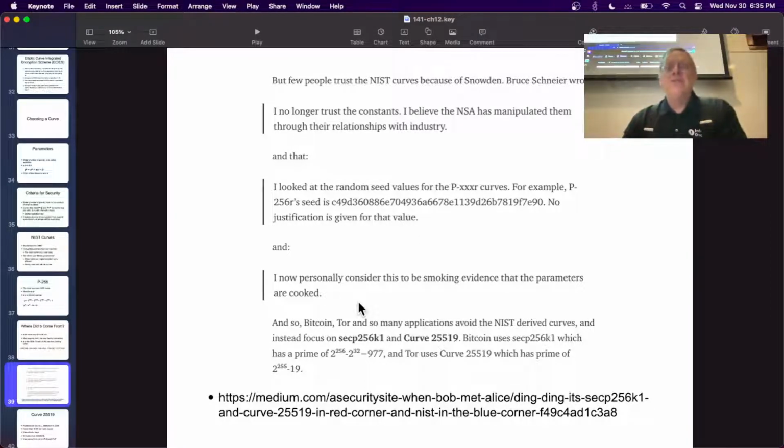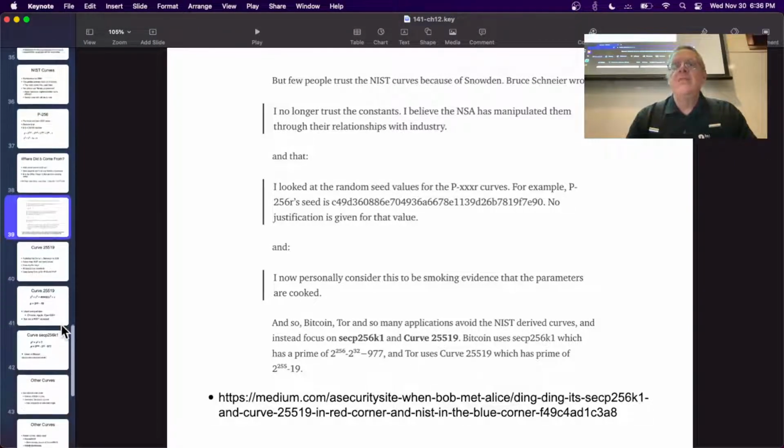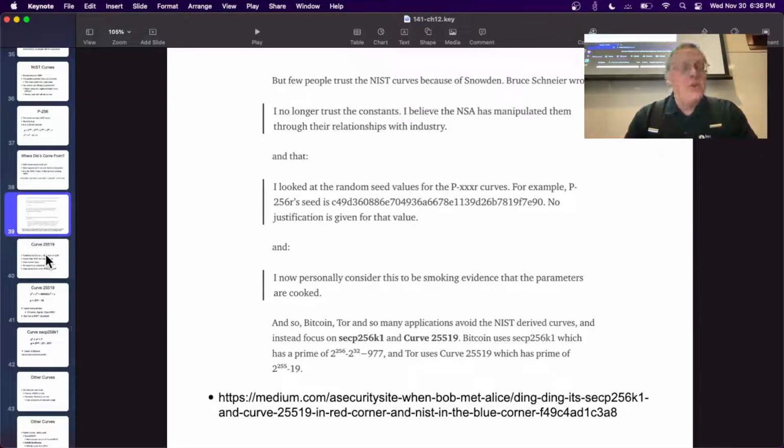And the problem is we have caught NSA and NIST doing this several times before, deliberately lying to people, tricking them into using unsafe parameters so that the NSA can read your stuff. So in general, a lot of people don't trust these curves. Bitcoin and Tor, and many applications, refuse to use them, and instead use other curves that are not approved by the government because they suspect the government is betraying you. It has not been proven, but it certainly is possible.